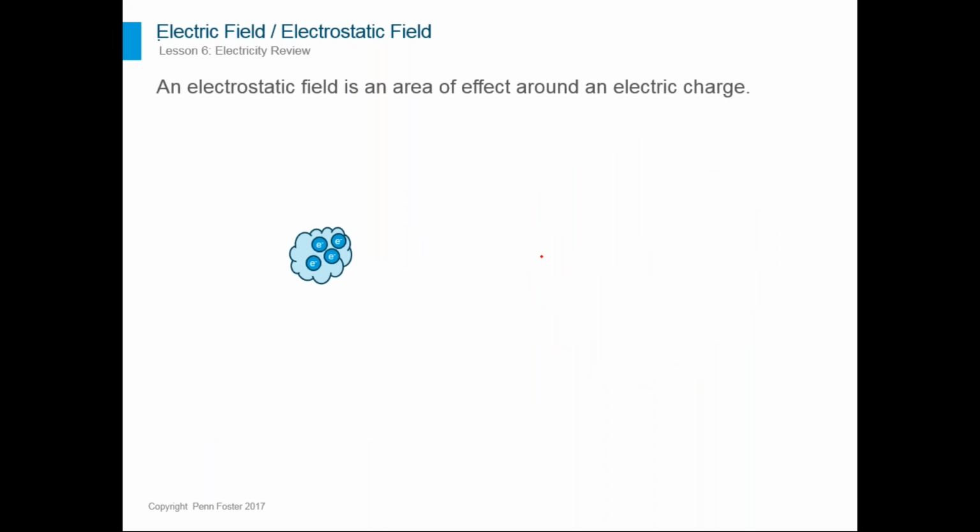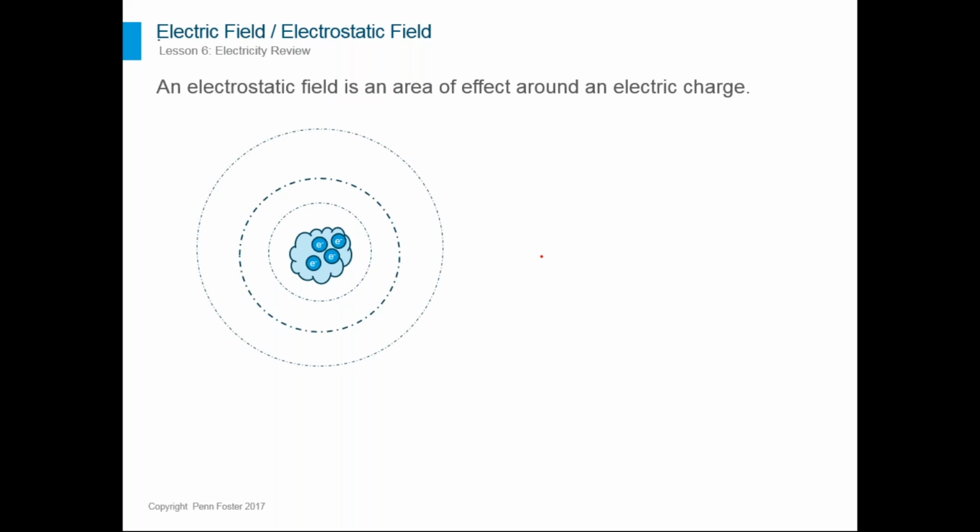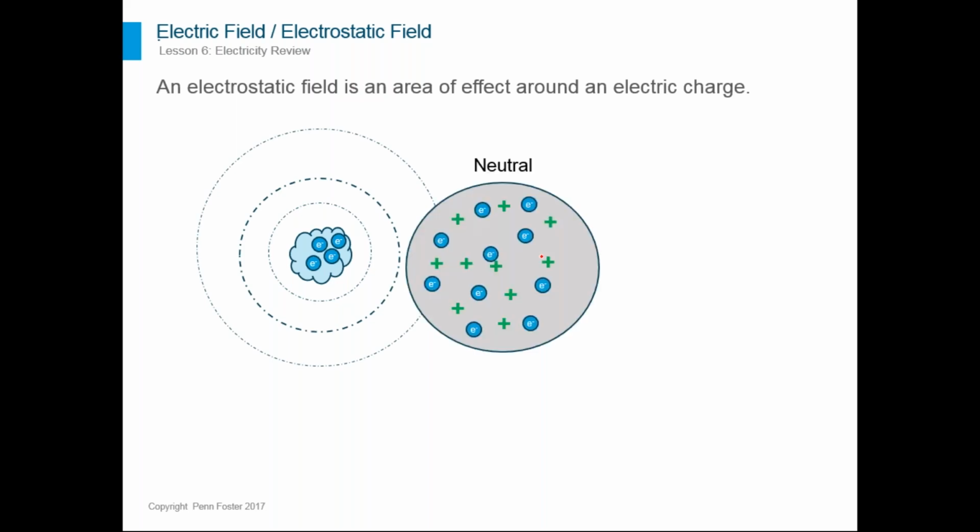An electrostatic field is an area of effect around an electric charge. This means that a charge can affect other objects without touching them. One way they do this is by inducing a charge. A negatively charged object will push away electrons in another object, making the second object have a positive area on one side and a negative area on the other. A positively charged object will pull on the electrons in another object with the same result.